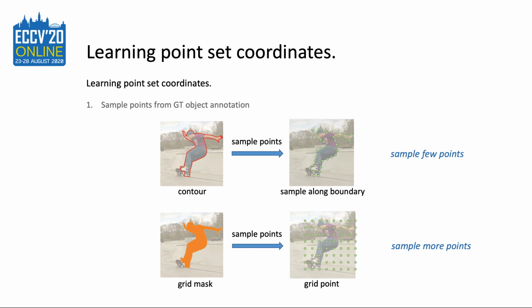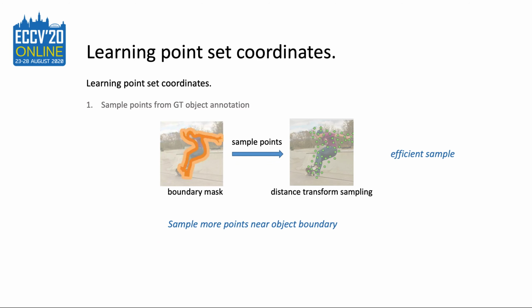To learn the Dense RepPoints coordinates, we first sample points from ground truth object annotation. For contour representation, we sample points along the object contour. For grid mask representation, we sample grid points from the object region. And for boundary mask representation, we sample points near the object boundary using the truncated distance transform. The points near the object boundary will have a higher probability to be sampled, and the points far away from the object boundary will not be sampled.